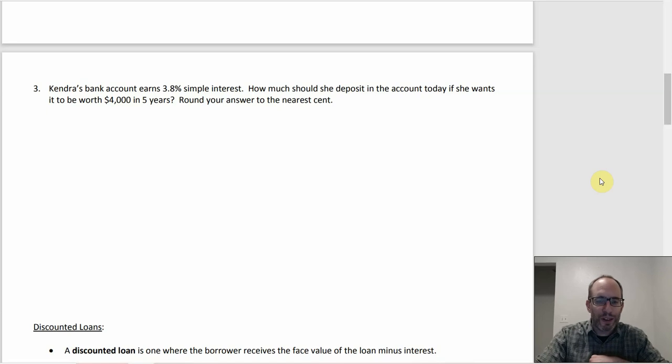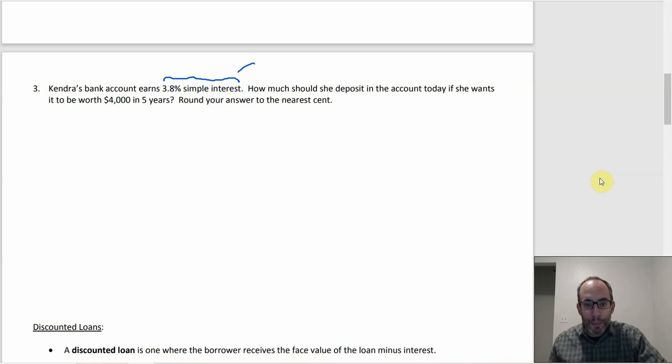So it says Kendra's bank account earns 3.8% simple interest. How much should she deposit in the account today if she wants it to be worth $4,000 in 5 years? Okay, so one thing is notice there's no time frame with the interest. So right here it just says 3.8% simple interest. If there's no time frame, assume that it's per year. So in general, that's the way you want to do it. So if it's going to be per month, they'll tell you. But if it's per year, they might not tell you. So I kind of intentionally wrote one like this where I left it out, just so I could say this.